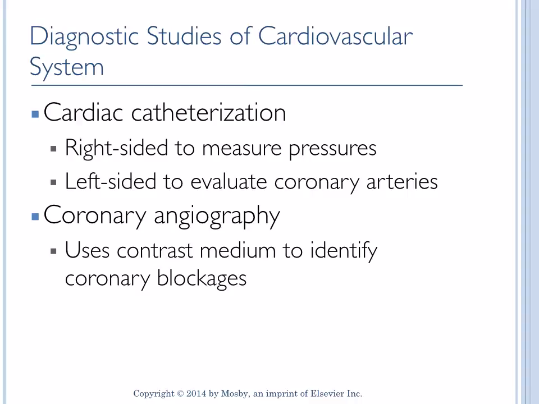So how is the left heart catheterization done? The left heart catheterization is done by inserting a catheter into a femoral or brachial artery. And then the catheter is passed in a retrograde manner up to the aorta, across the aortic valve and into the left ventricle.